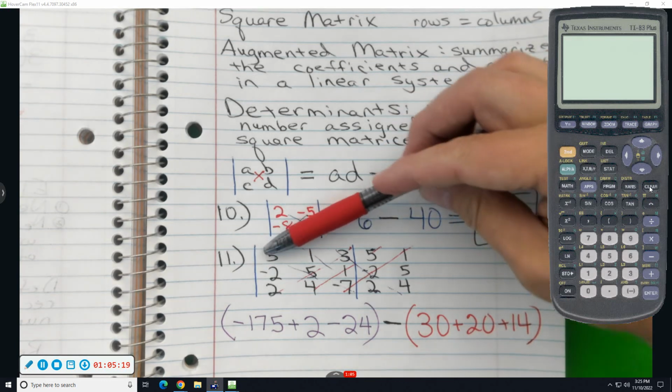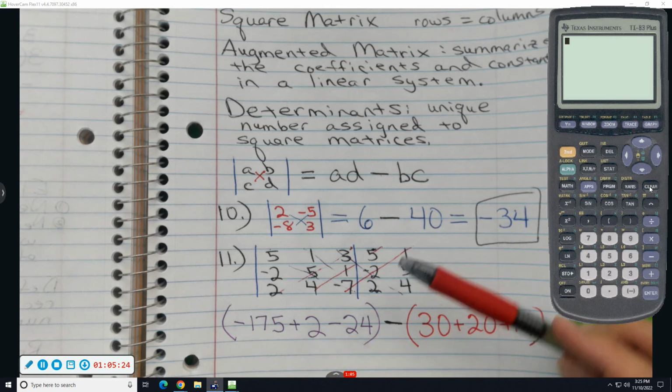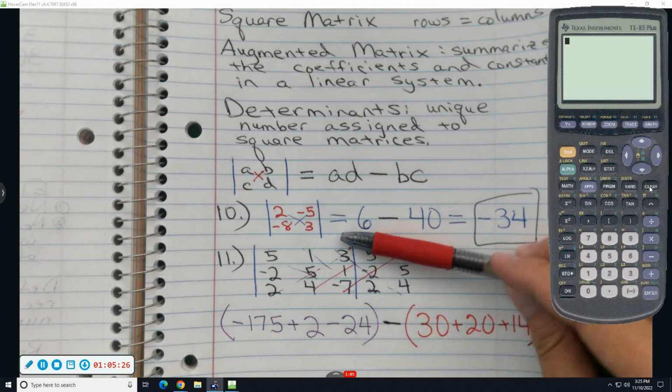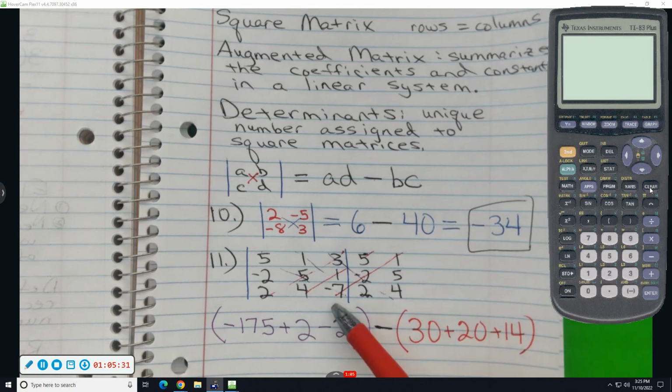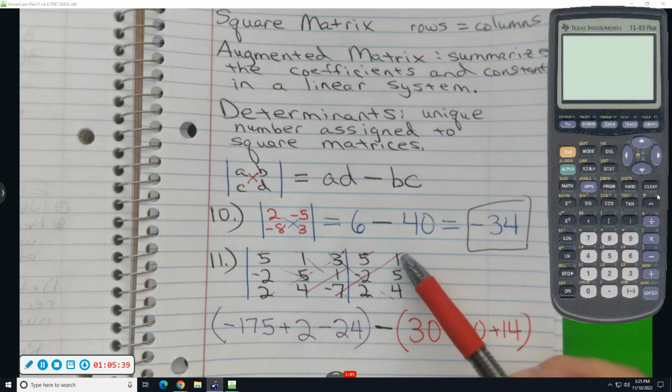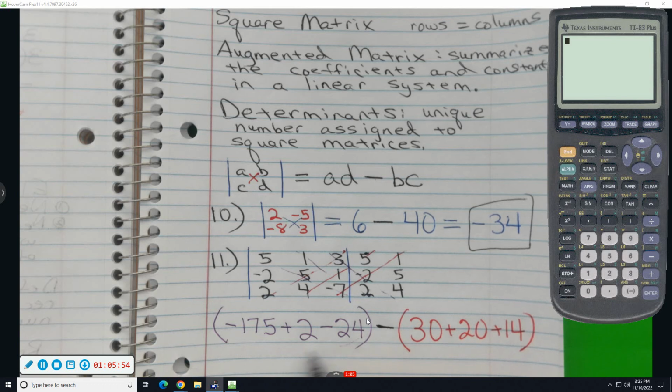You have 3 diagonals falling from left to right. That's the first set of parentheses. And then you have 3 diagonals falling from right to left. That's the second set. You could have started here and done 14 plus 20 plus 30. If it's easier for you to start over here on the far left for the second set of parentheses, you can do that. But you have 3 diagonals falling from left to right minus 3 diagonals falling from right to left. Now let's simplify inside the parentheses.